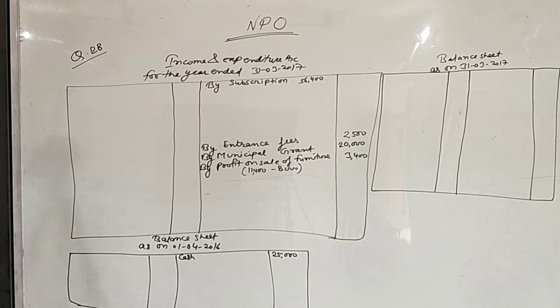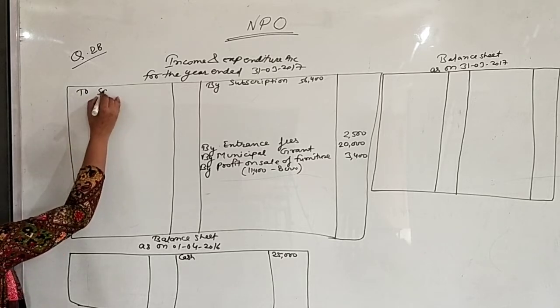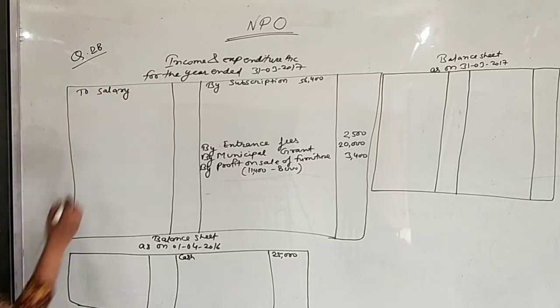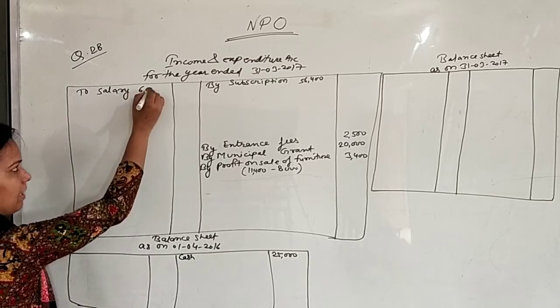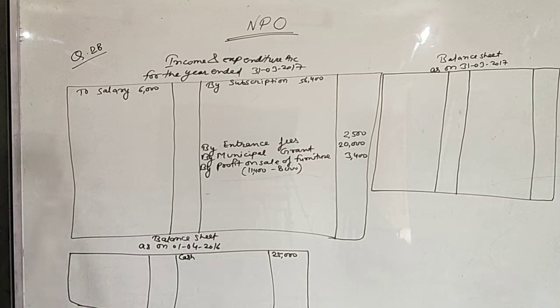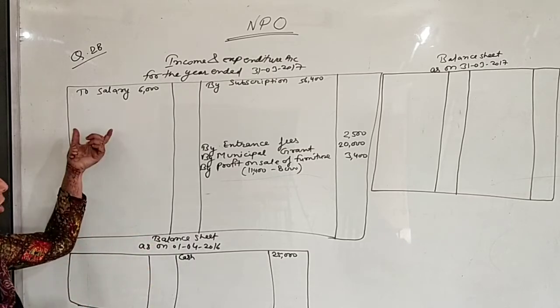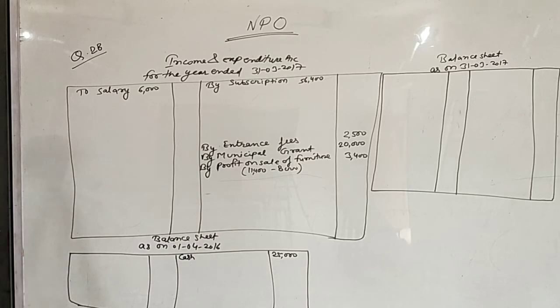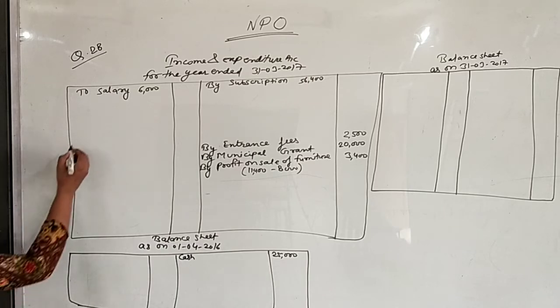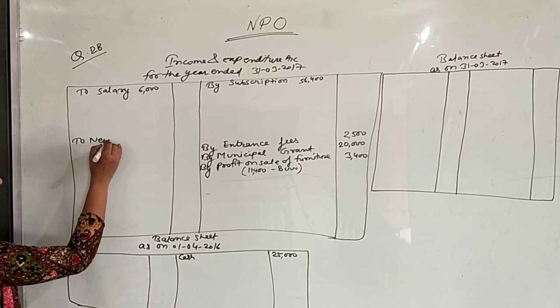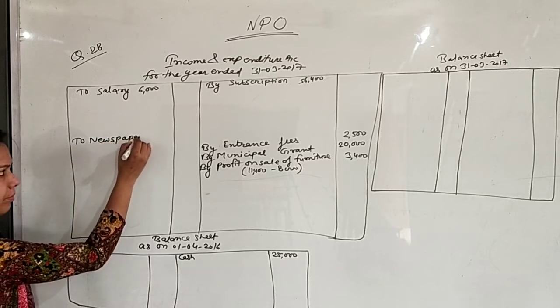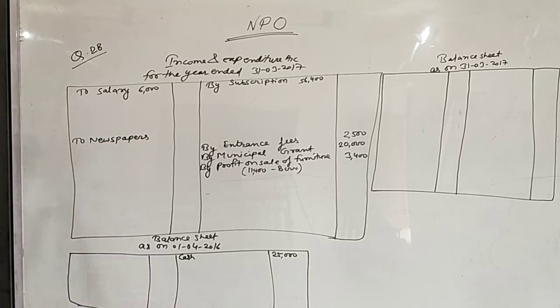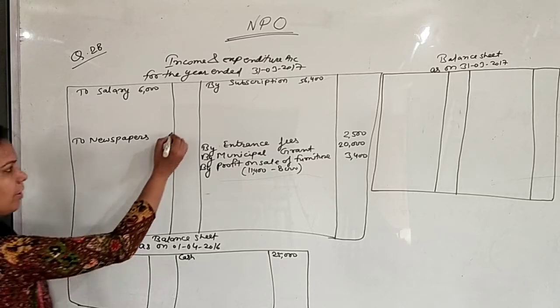Let's move on to the payment side. Salary. It will be mentioned on the expenditure side. To salary 6,000. I am writing the salary amount in the inner column. I think everybody knows why I am writing in the inner column, because there is additional information also relating to salary. Newspapers. Newspapers also are written here on the expenditure side. To newspapers 4,100.